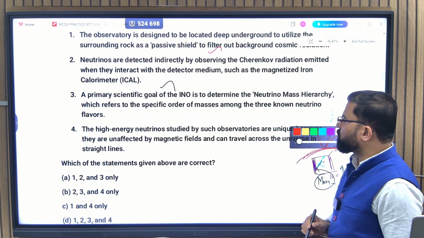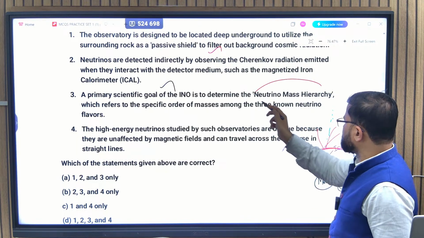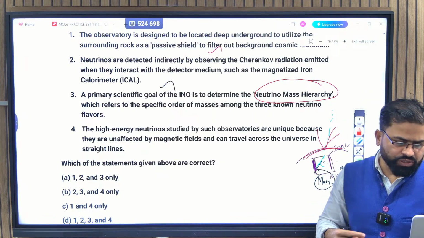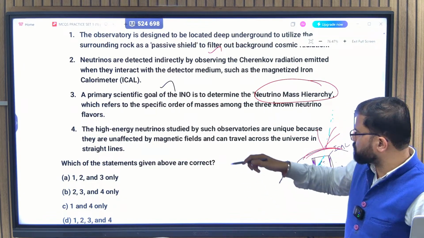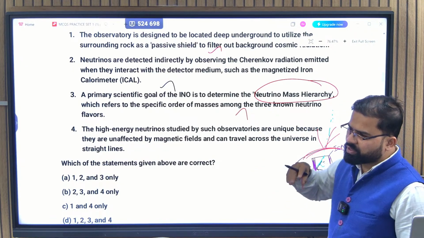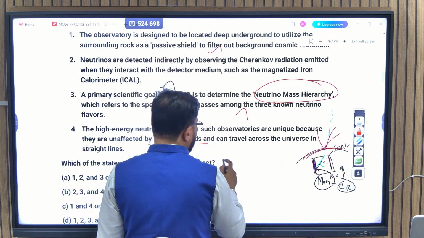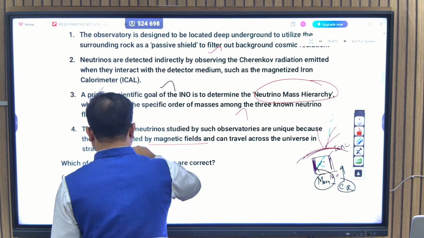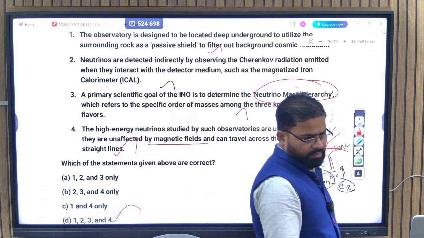the primary scientific goal of the Indian Neutrino Observatory is to determine the neutrino mass hierarchy. Okay, we have electron neutrinos, muon neutrinos, tau neutrinos. So we will see the concentration of each of the neutrinos. This is also true. And fourth is what? When you talk about the neutrinos, they are weakly interacting in nature, and because of that, they are unaffected by the magnetic fields and can travel across the universe in a straight line. So all the four statements are what? Correct. Clear?